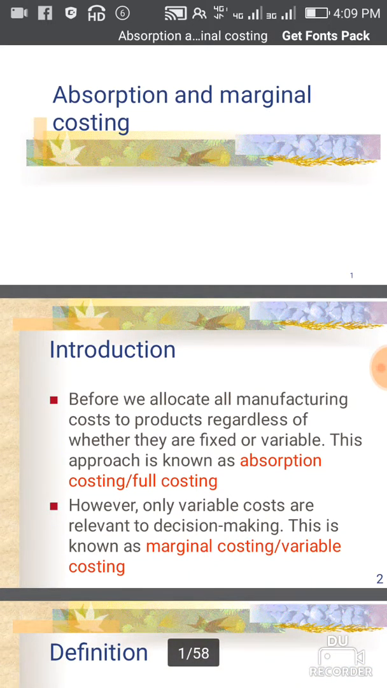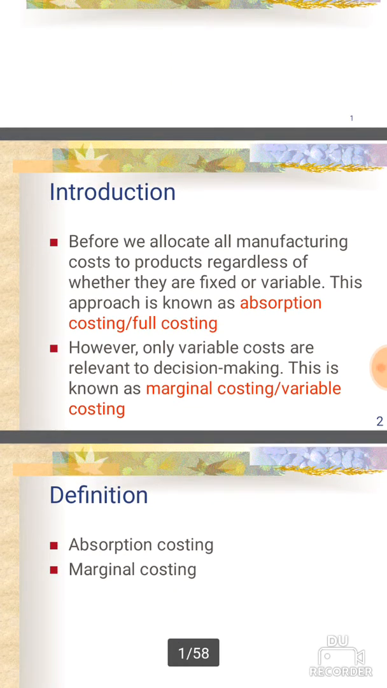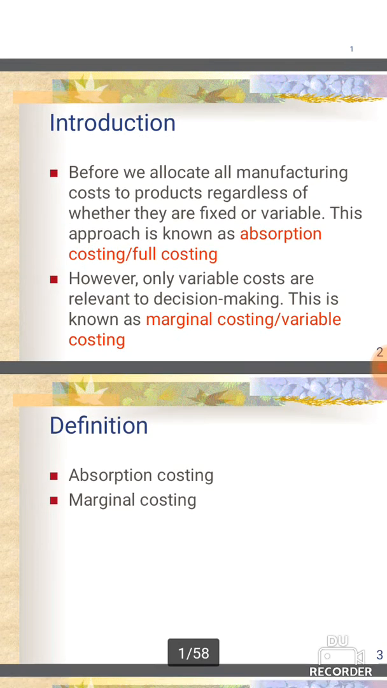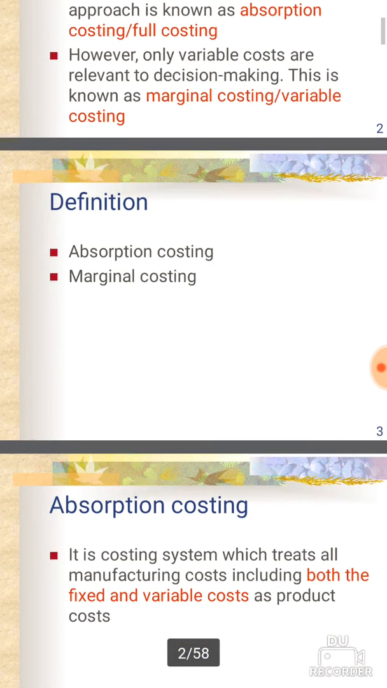Introduction to the topic. We allocate all manufacturing costs to the product, regardless of whether they are fixed or variable. This approach is known as absorption costing or full costing. However, only variable costs are relevant to decision making. This is known as marginal costing or variable costing. Definition of absorption costing and marginal costing.